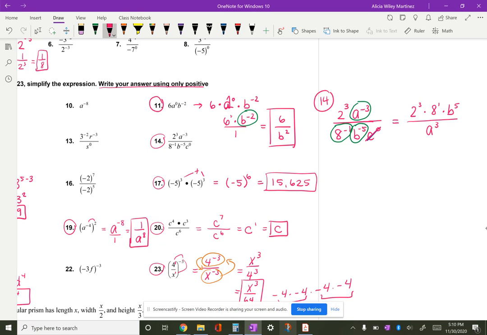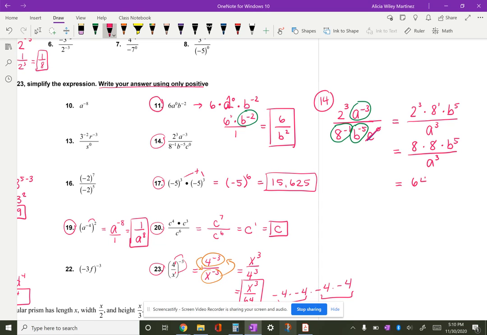Let's simplify this a little bit more. 2 to the third power is 2 times 2 times 2, which is 8. 8 to the first power is just 8. And then I have b to the fifth, and then I have a to the third down below. You cannot subtract the exponents here because the bases are not the same.